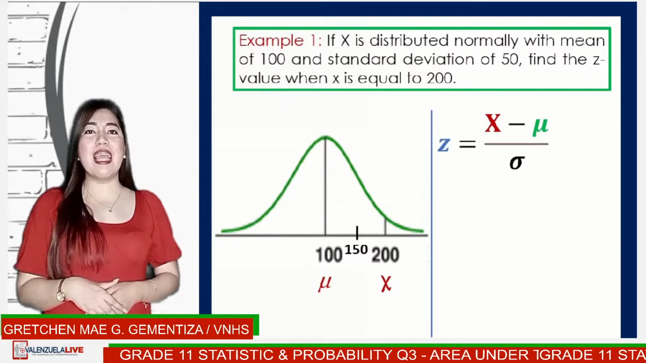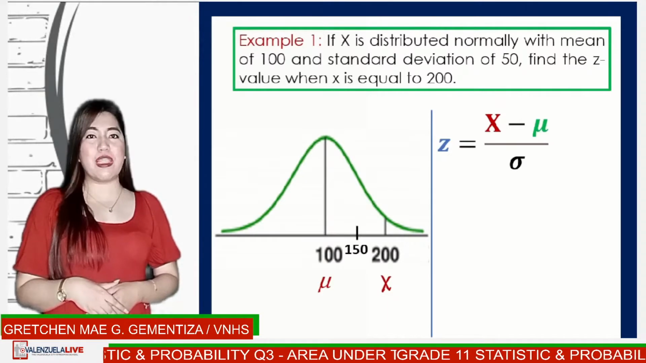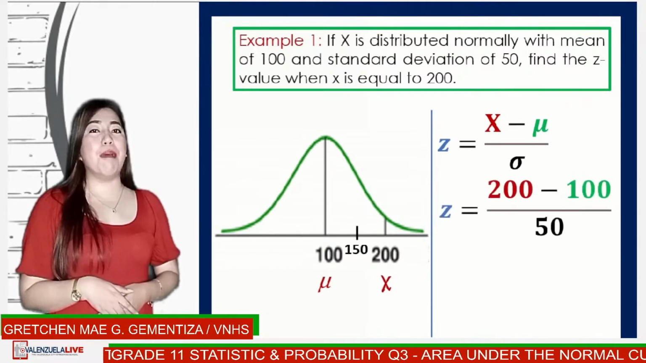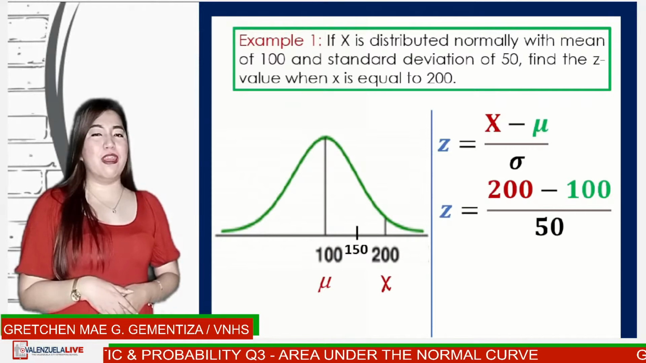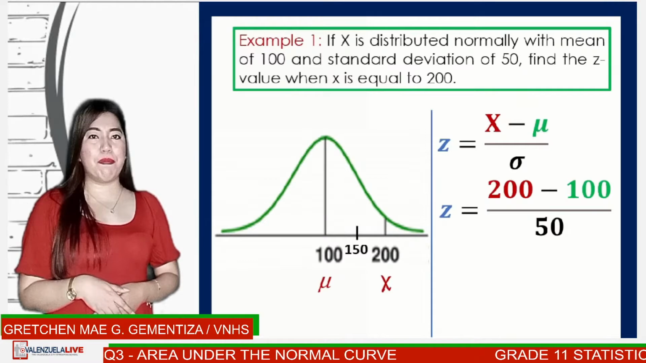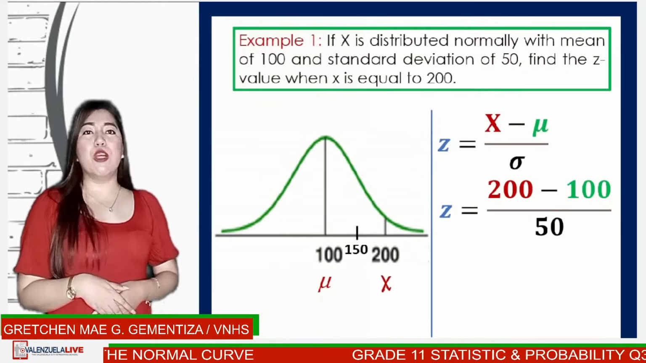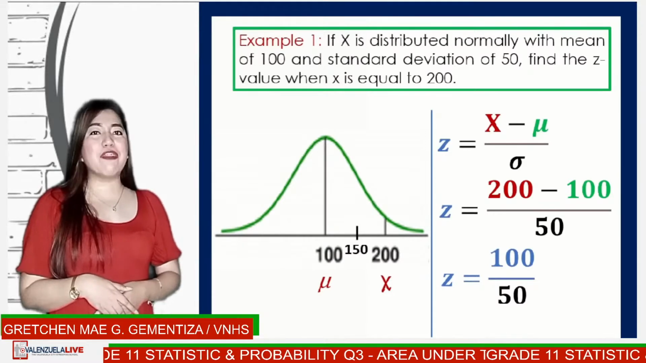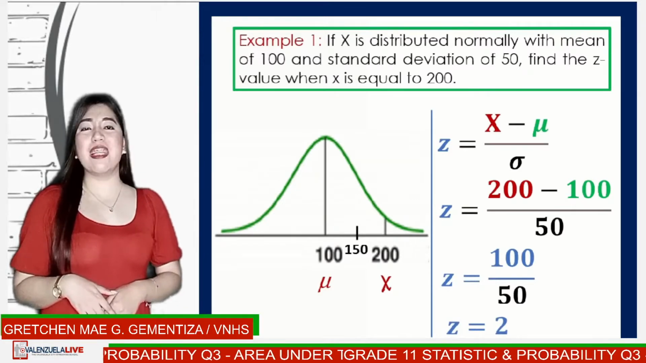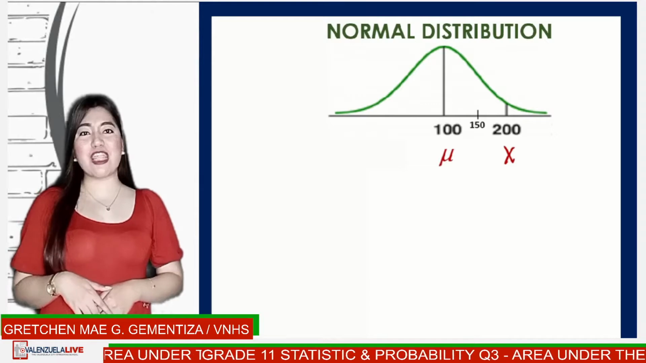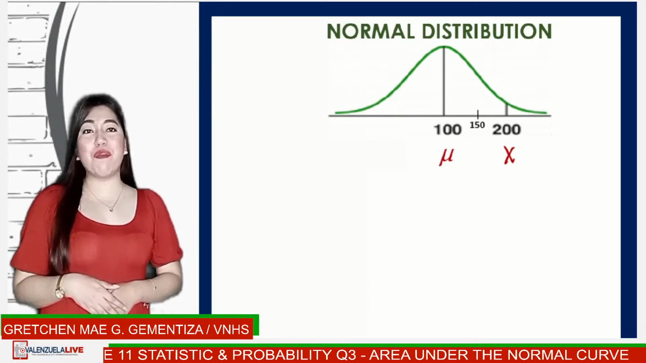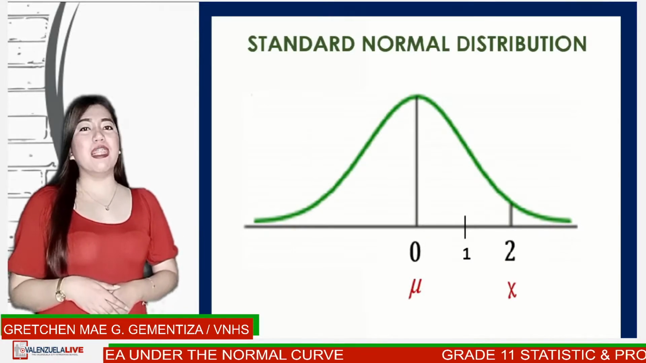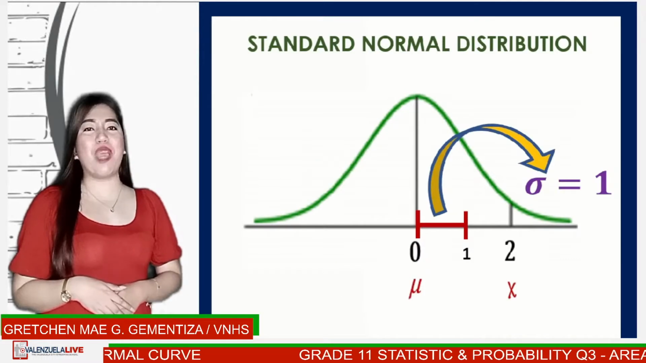Once again, z-score formula is equal to x minus mu all over sigma. Using this formula, we have z-score is equal to the value of x, 200, minus the value of mu, 100, all over the standard deviation given, 50. In addition, we have 200 minus 100 is equal to 100 divided by 50. 100 divided by 50 is equal to 2. Therefore, z is equal to 2. It means that the x value of 200 in normal distribution is equivalent to 2 in standard normal distribution. Always remember that in a standard normal distribution, the mean is at 0 and the standard deviation is always 1.